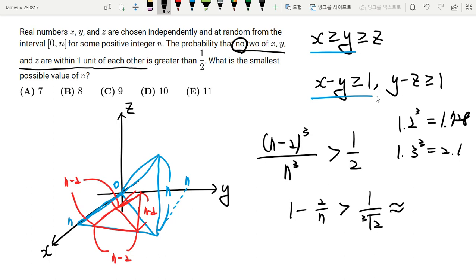1.25 means the reciprocal is 0.8. Yeah, the reciprocal is 0.8.